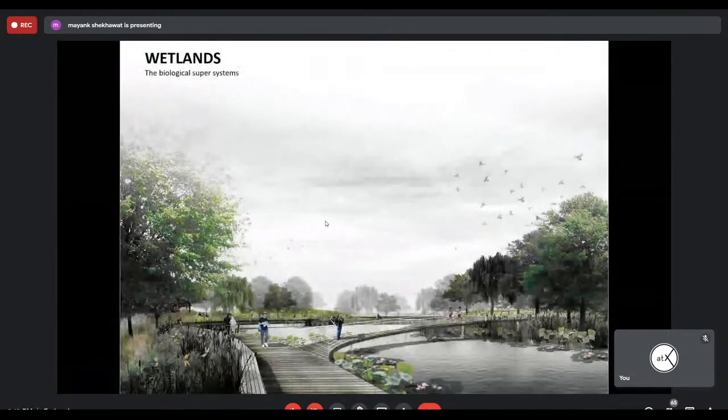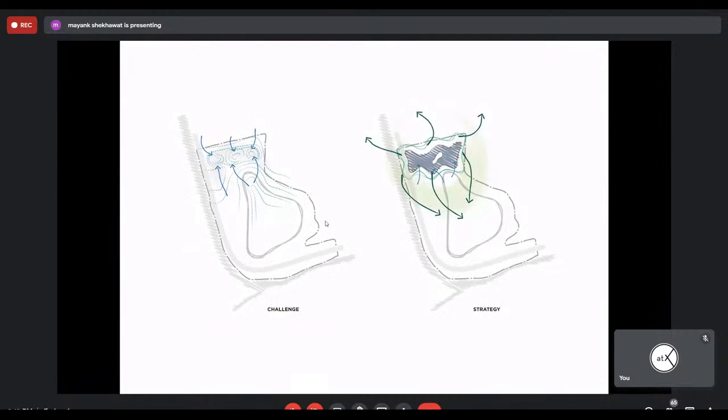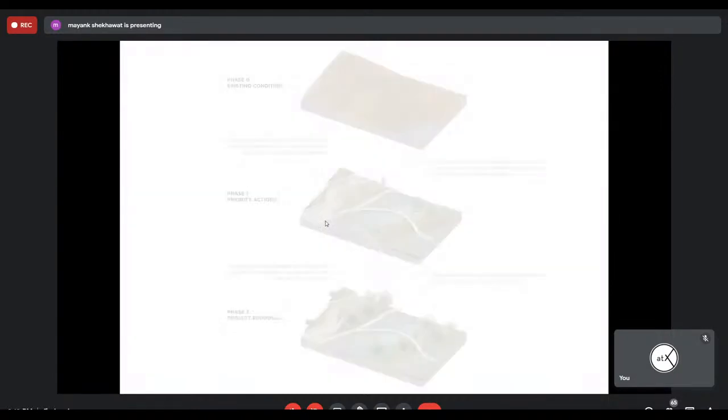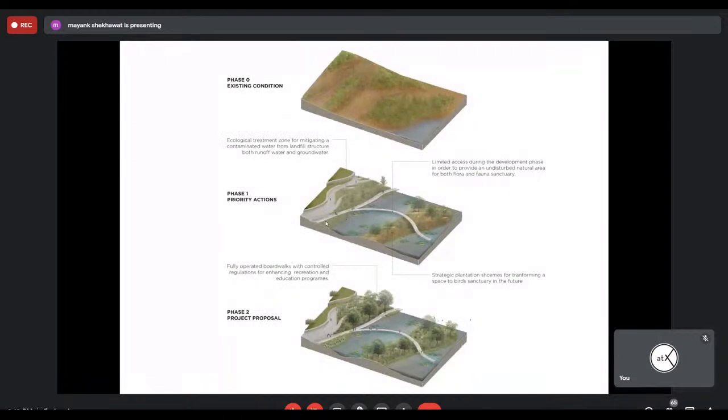The final landscape zone is the wetlands. Now, the wetlands is designed according to the existing topography and the surface flows through the site. Again, the existing conditions, the priority actions, and then what we eventually thought it could be. And once again, I would like to point out, we didn't dig up the land. Our aim was not to spend any additional energy.